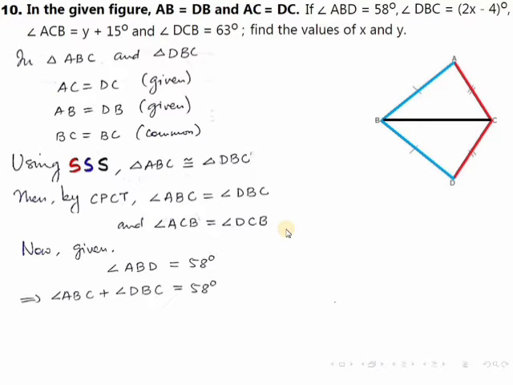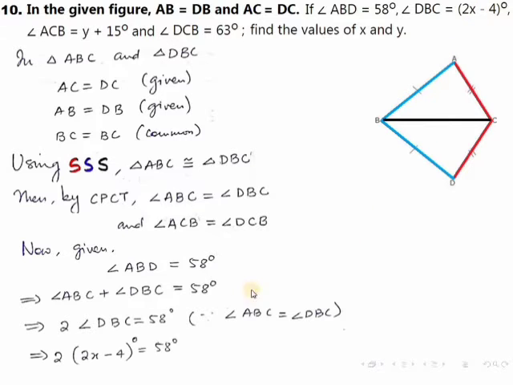Now let's see what is given to us. We are given angle DBC. Are we given angle ABC? No, but you know that angle ABC and angle DBC are both the same. So in place of this I'll write DBC. Angle DBC plus angle DBC will give you 2 times angle DBC. Now angle DBC is given to you as 2x minus 4. Now you need to open the bracket and find the value of x. I don't have space here, so you may pause the video and note down till here.